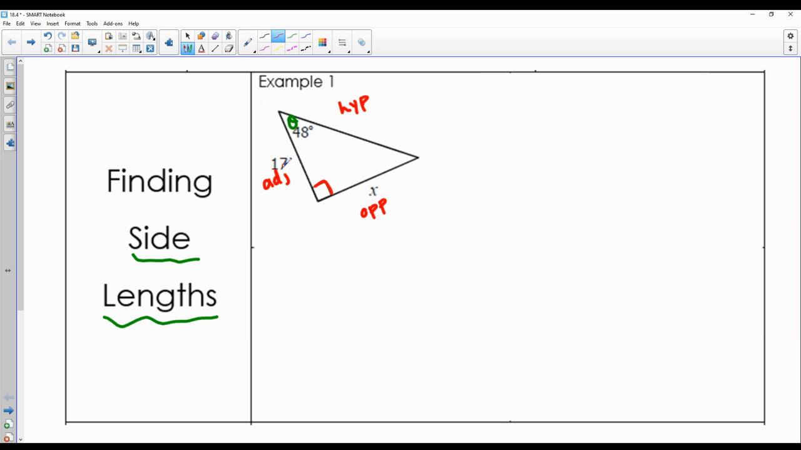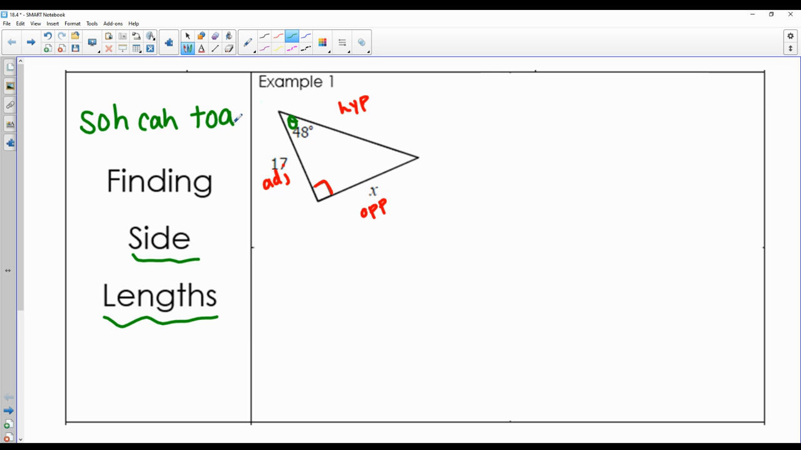All right, next thing I'm going to do is throw up on the notes here my acronym, SOHCAHTOA. Do you guys all love to say that? SOHCAHTOA. All right, see how fast you can say it, like 12 times in a row.